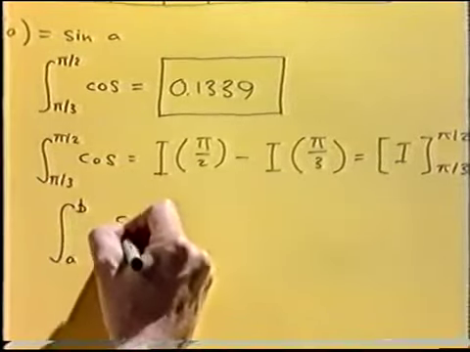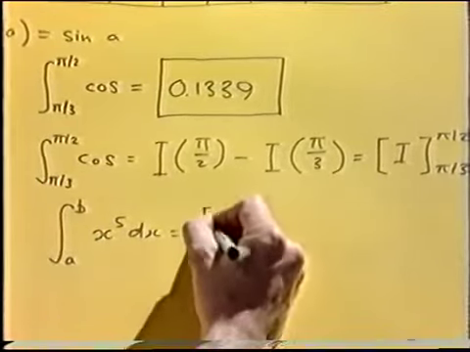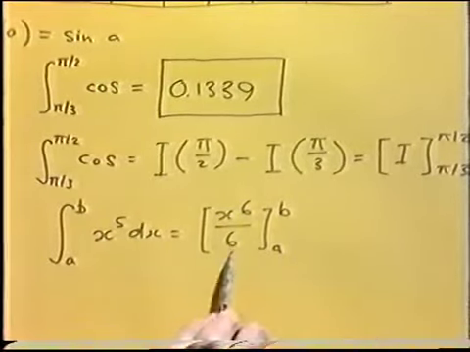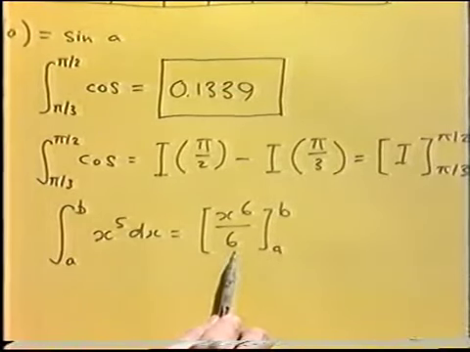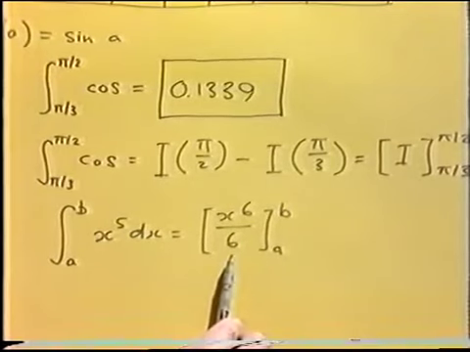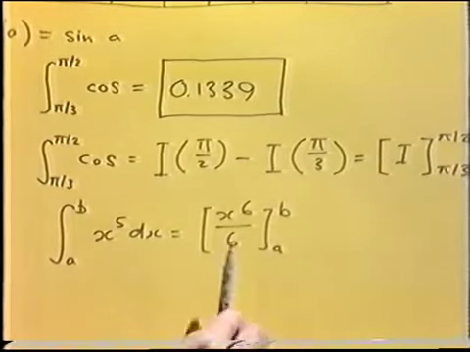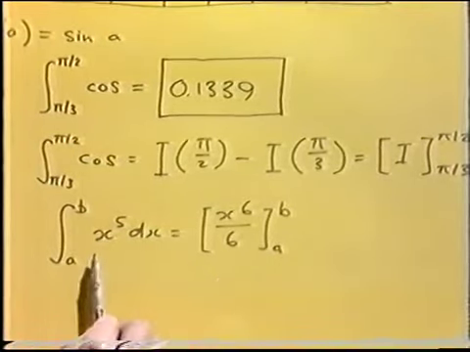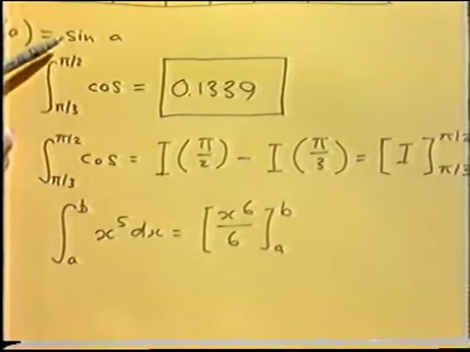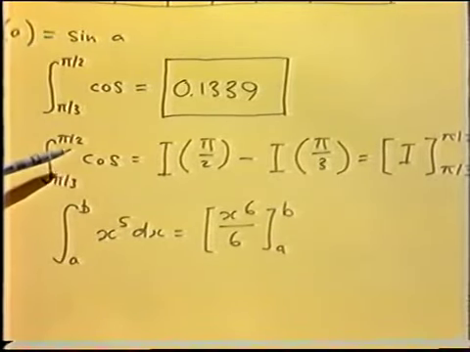The integral of x to the 5th dx equals x to the 6th over 6 from a to b. Here, the integral from 0 function is x to the 6th over 6. And the important thing to notice is that x to the 6th over 6 is a primitive of x to the 5th, which just means that the derivative of x to the 6th over 6 is x to the 5th. And here, our integral from 0 function is sine, and again, the derivative of sine is cos.